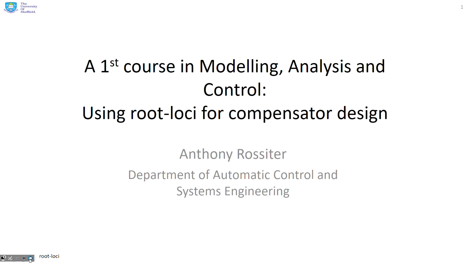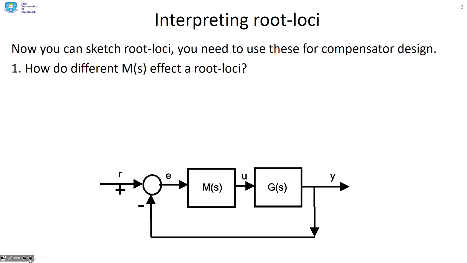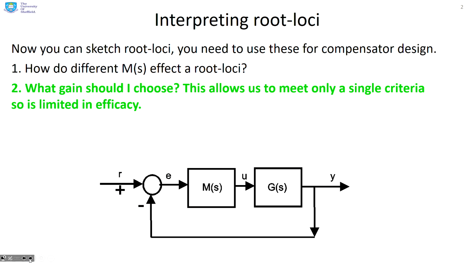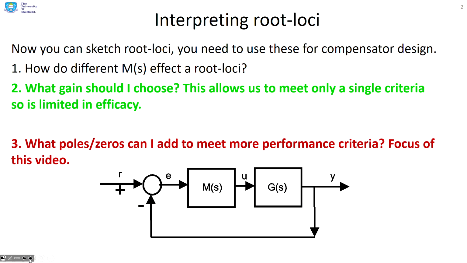This video is going to look at lead and lag compensation using root loci. So we know how to sketch a root loci, and we want to know how can we use this for design. Now, the last video showed how we might choose a gain based upon the existing root loci, but this only allowed us to meet a single criteria, so was limited in efficacy. Here we want to ask, what poles and zeros can I add to meet more performance criteria?